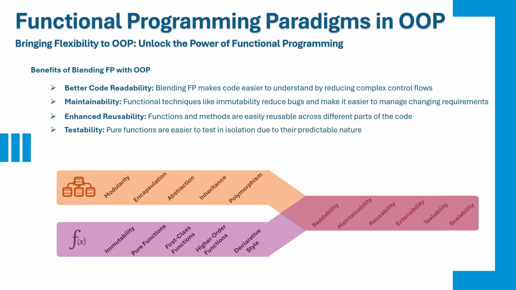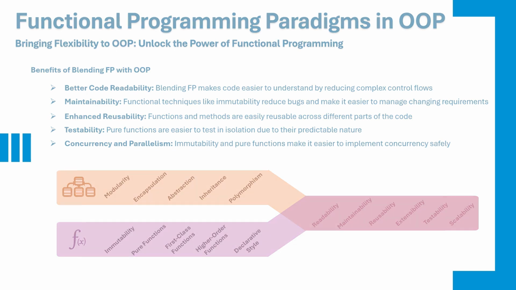Since their output depends only on their input and they don't modify any external state, they're easier to isolate and test. Finally, in modern applications, concurrency and parallelism are increasingly important. Functional programming's emphasis on immutability makes handling concurrent tasks much safer and easier to manage.